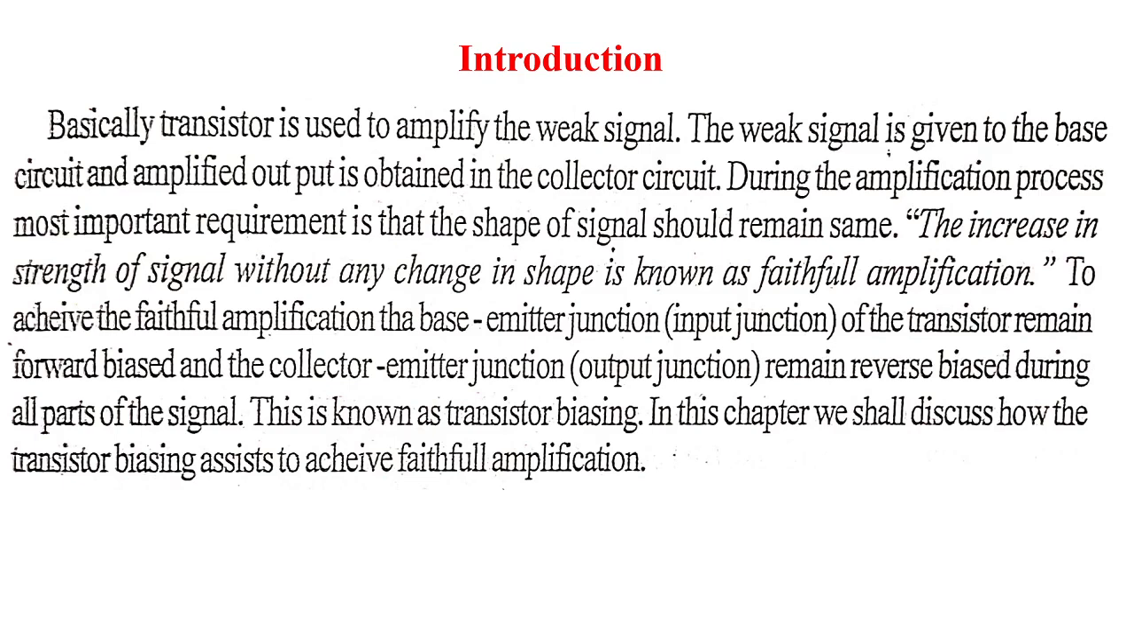This can be found by locating the DC operating point on the characteristic curve. Now, to achieve faithful amplification, the base emitter junction, that is the input junction of the transistor, remains forward biased and the collector emitter junction, the output junction, remains reverse biased during all parts of the signal. This is known as transistor biasing. In this chapter, we shall discuss how transistor biasing assists to achieve faithful amplification.